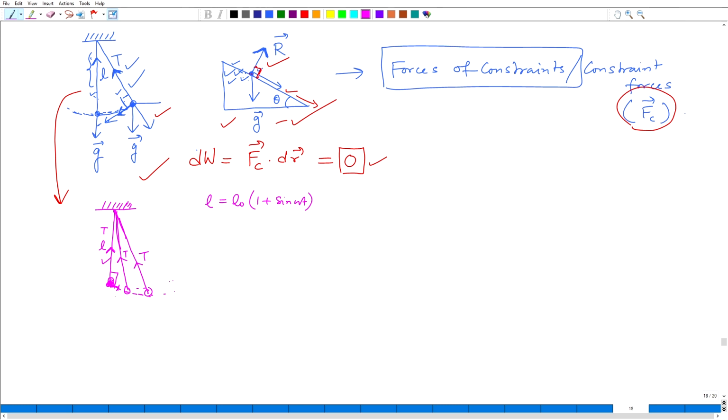But what happens here, the infinitesimal displacement is not exactly perpendicular, because in course of time its length is changing. And this length is changing by dl amount, which is given by L0 d of 1 plus sin omega t. And one can actually show that this dl is no longer perpendicular to the radially inward direction, whereas the tension is always acting along the radially inward direction.